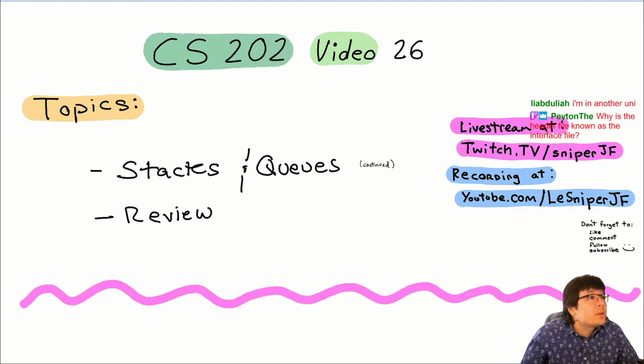If you're from another university, then welcome. We are reviewing for their final exam, which is 202 Object-Oriented Programming.